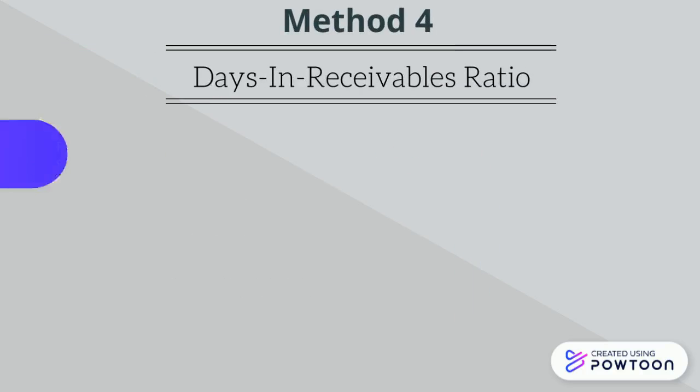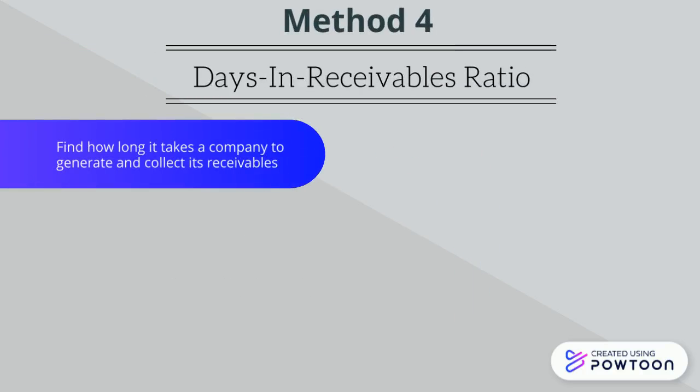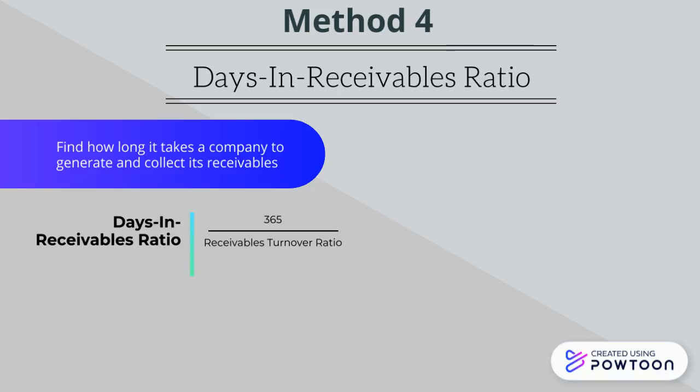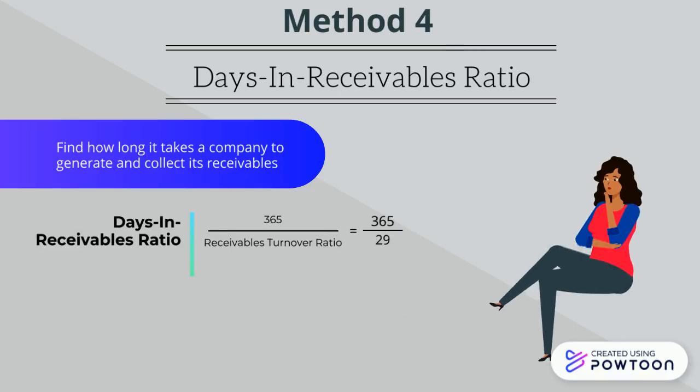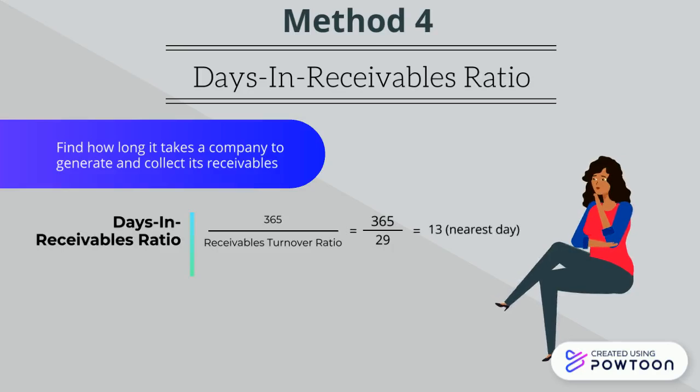From this, we can also determine how many times this happens in a year. Therefore, we can use the days receivable ratio, which equals 365 days divided by the receivables turnover ratio, revealing that Mary collects receivables once every 13 days.